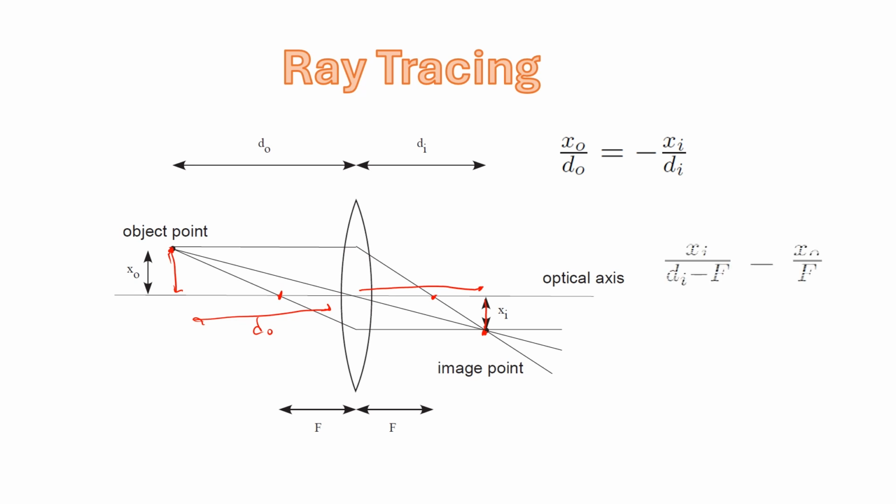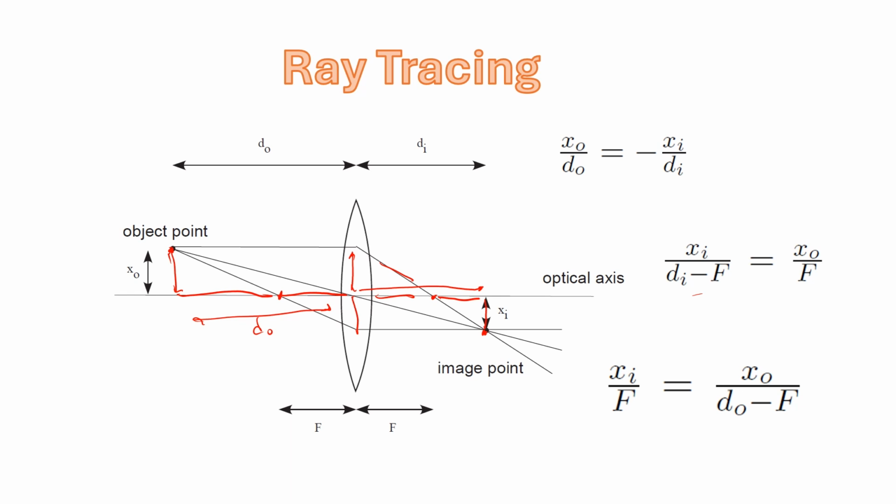Another set of similar triangles has this relationship. Here we consider height x sub i, and this distance here is d sub i minus f, and this is similar to this triangle with height x naught and distance f. The similar side on the lower half of the diagram has a height x sub i here, and then a distance f here, and a distance d naught over f here, and a height x naught here. So we have these three relationships between the various unknowns, x sub i, d sub i, x naught, and d naught, and then we assume that f is known.